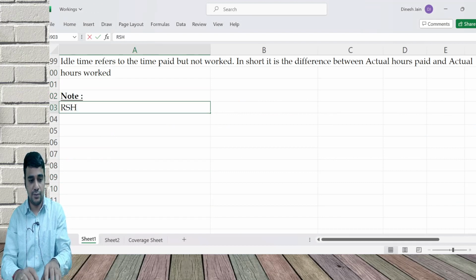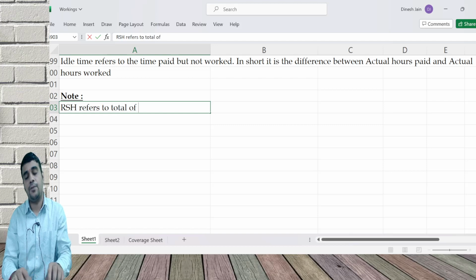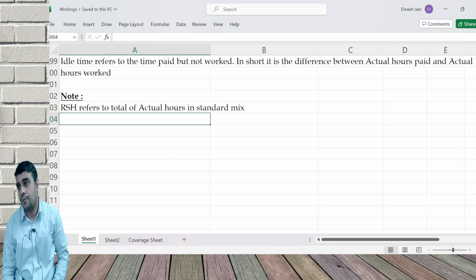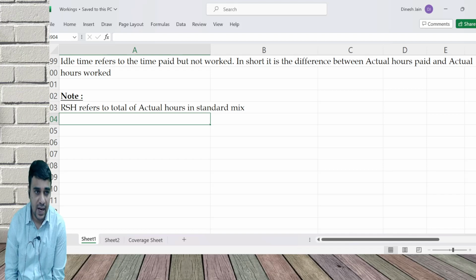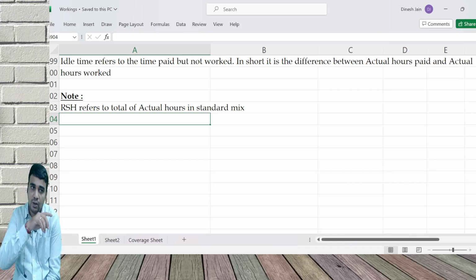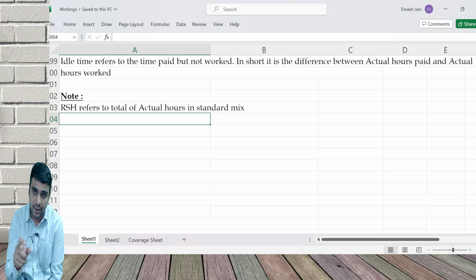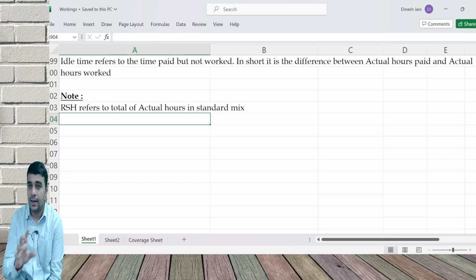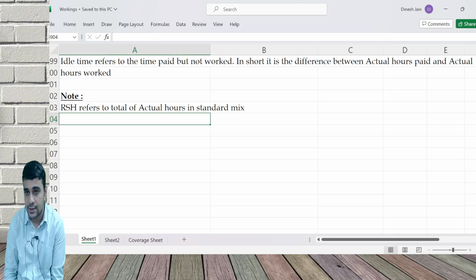Note, RSH refers to total of actual hours in standard mix. There we did total of actual quantity in standard mix. Here it is total of actual hours in standard mix. Any doubts on this? Can you proceed?